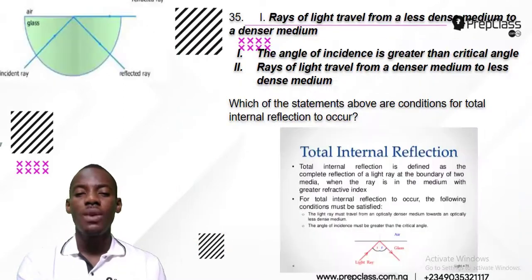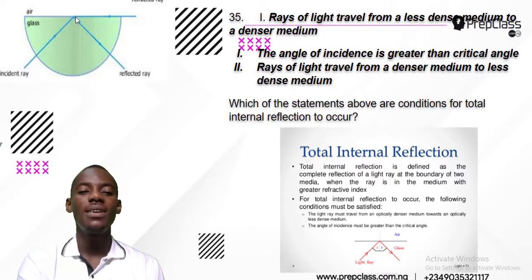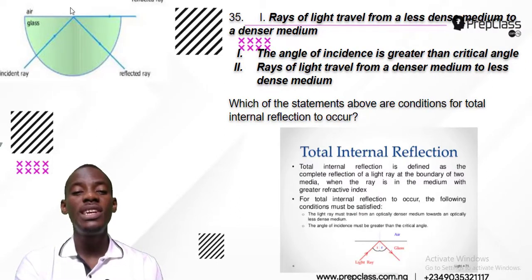What I mean is that if this is the pool now, the ray of light is coming from where? Inside the water, that's the glass, going towards air, right? So it must be traveling from a denser or thicker medium like glass to a less dense medium like air. So it must be coming from a denser medium, and it must not go to the air, but it will now go down to the same medium.